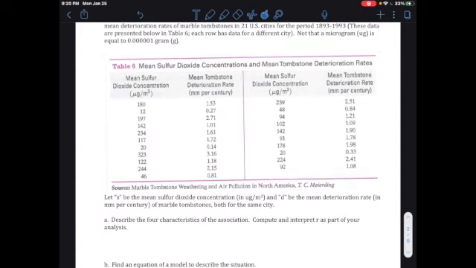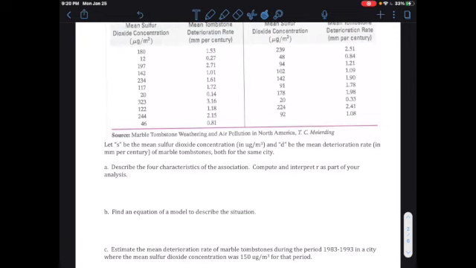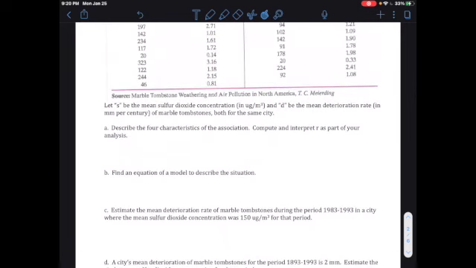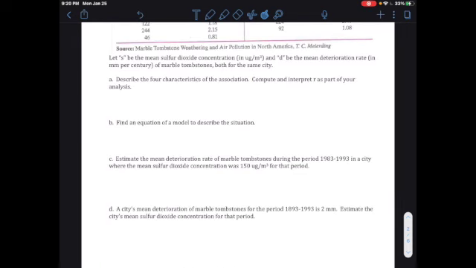They even tell you on the bottom: let S be the mean sulfur dioxide concentration and D be the mean of the deterioration rate of the marble tombstone, both in the same city. So please enter your data right now. Try the problem, talk about your association, calculate your R, and find the equation of the model to describe the situation. So that's y equals mx plus b. Make sure you go to your stats and do linear regression. Answer some of the questions, and let's come back and discuss a little bit more. I'm going to pause the video and finish the problem.